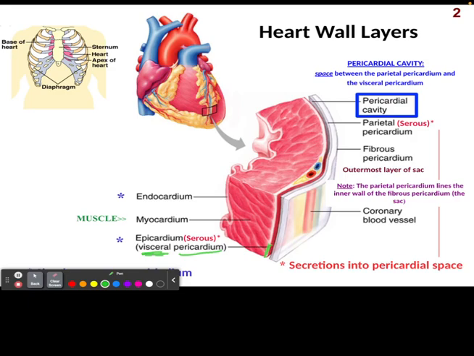On the opposite side, I'll do this in purple. Over here, the other side of the gap is going to be known as the parietal pericardium. Parietal refers to the outside part. So we have the visceral pericardium on the inside, and the parietal pericardium on the outside. In the middle is going to be the pericardial cavity, right?